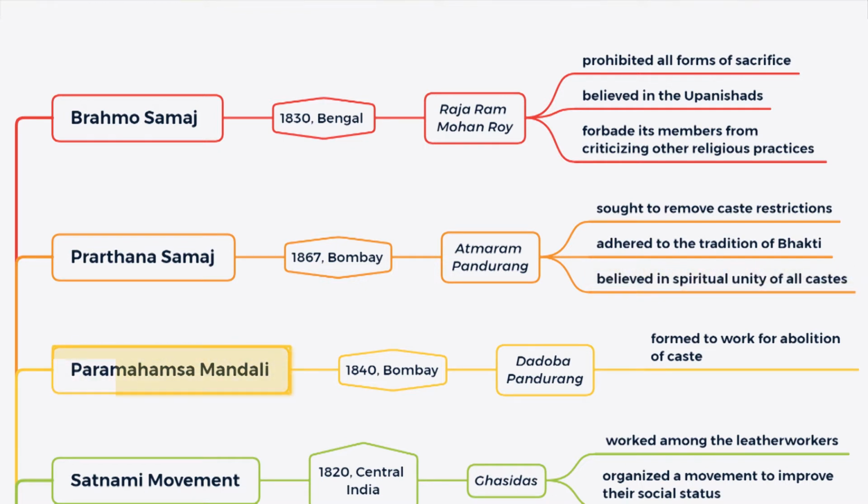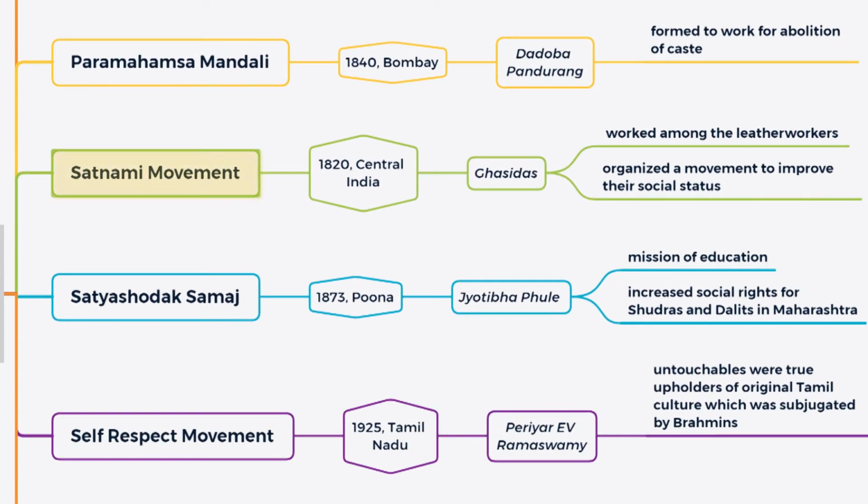The Paramahamsa Mandali was founded in 1840 in Bombay by Dadobhai Panduranga, which was formed to work for abolition of caste. The Satnami movement was founded in central India in 1820 by Ghasidas, who worked among the leather workers and organized a movement to improve their social status. The Satyashodak Samaj was founded in 1873 in Pune by Jyotiba Phule with a mission of education and increased social rights for Shudras and Dalits in Maharashtra.